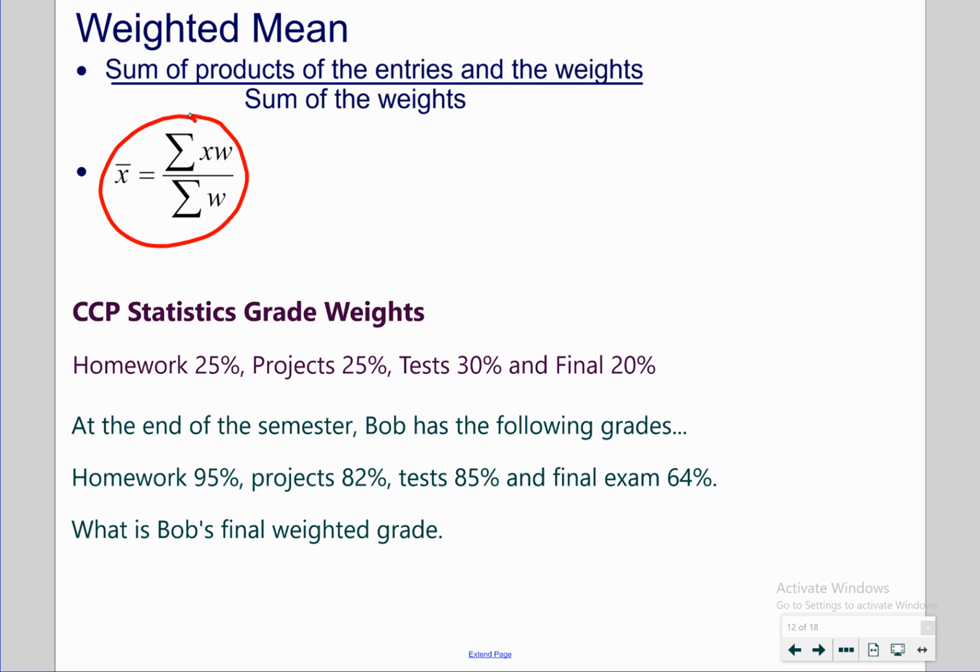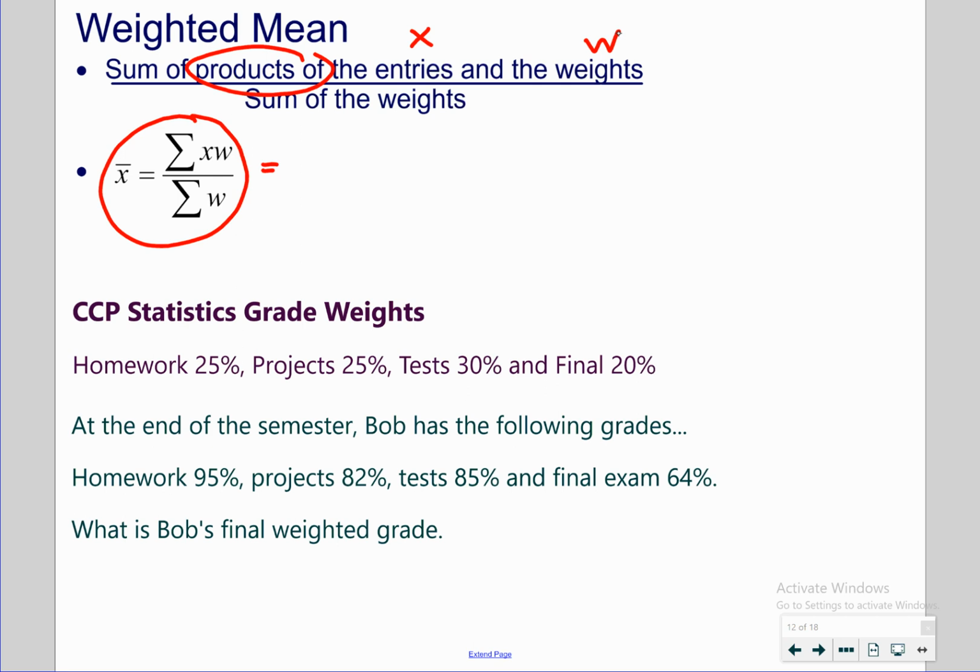The formula looks similar to start. So on the top, if I want to calculate x bar, the sample mean, we see that summation symbol, but it is the sum, if we wanted to write it in words, of the products of the entries, which are your x values, and their respective weights. So you're going to multiply each data value by its respective weight. You're going to get a bunch of xw's, and then you're going to add those up. So that numerator is the sum of all of the x and w's multiplied together. Then the denominator is the sum of all of your weights. And then you divide the two numbers and you get what we call a weighted mean.